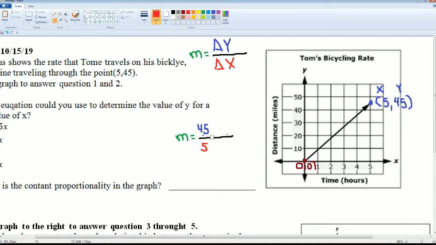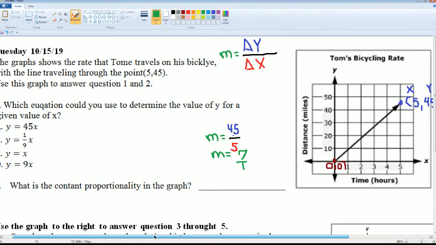There you go. The slope is 45 over 5, which can be simplified if you plug it in your calculator. You pull out a 5 and the top becomes 9, and the bottom would be 1. That is the slope, 9 over 1.